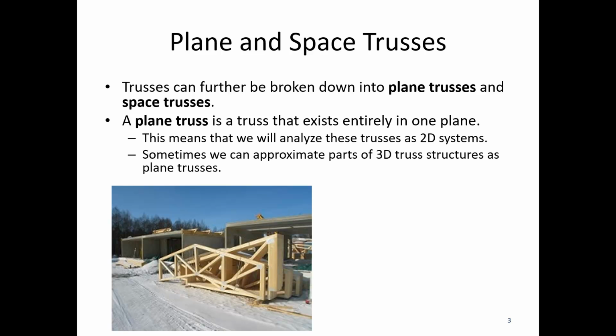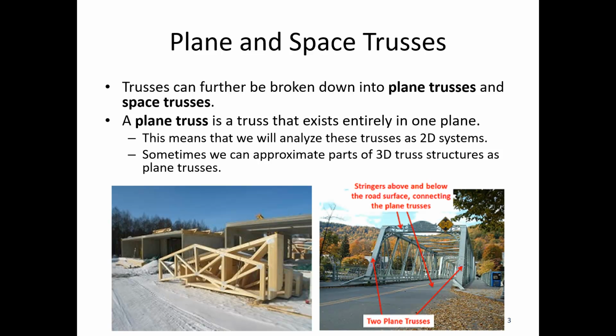Sometimes we can approximate parts of a 3D structure as a plane truss. Here in this bridge, we've essentially got two plane trusses on the sides, and then what are known as stringers, or horizontal pieces that aren't going to carry much of the load, just connecting those two side pieces. So here we would also approximate this as a plane truss, looking at the side view of the bridge and seeing where the forces are acting in that system.